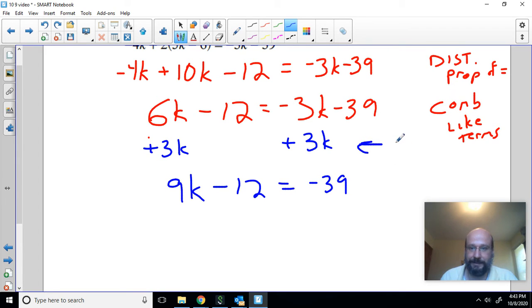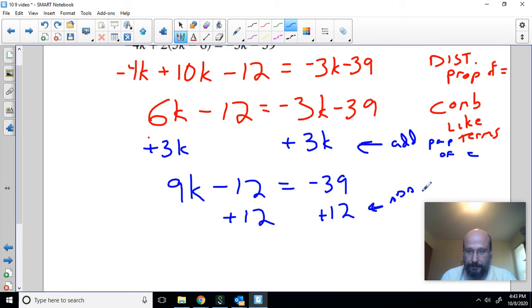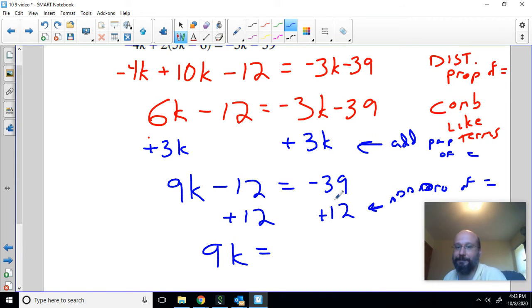And this, of course, is the addition property of equality. Now I'm going to move this negative 12 over by adding. And again, that's the addition property of equality. I know you can't read my handwriting, but it's the same thing as we've been doing, addition property of equality. So 9k equals, negative 39 plus 12 is negative 27.